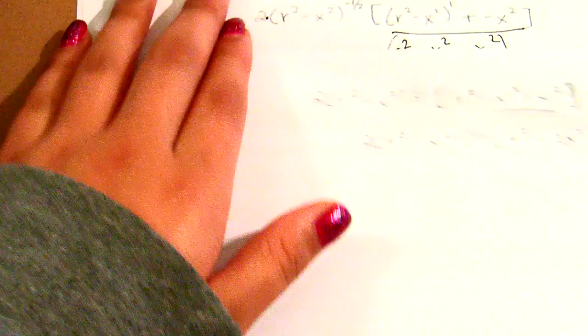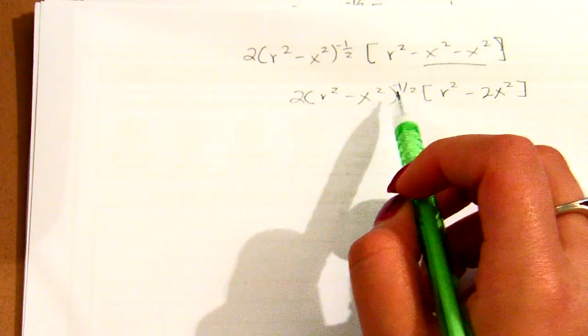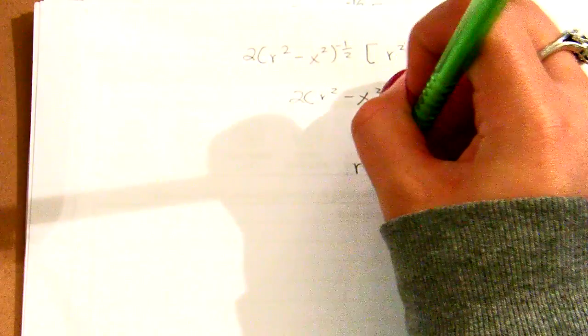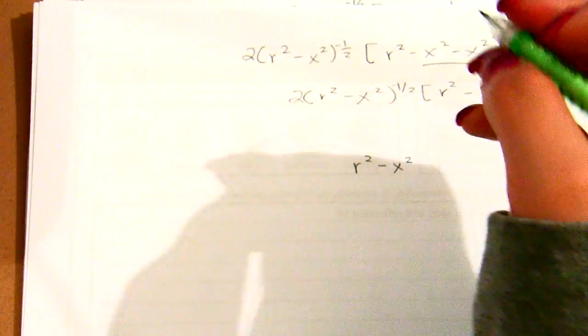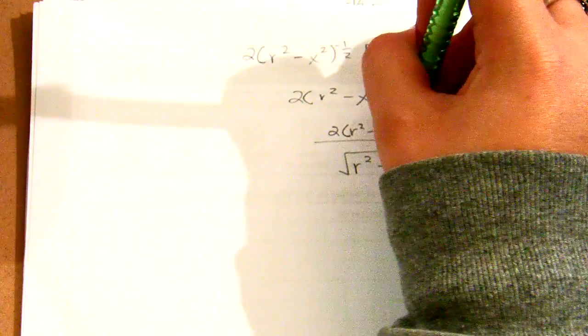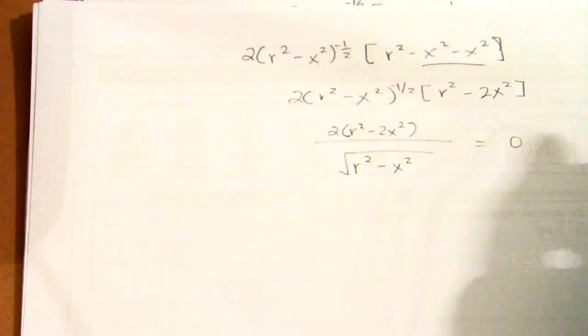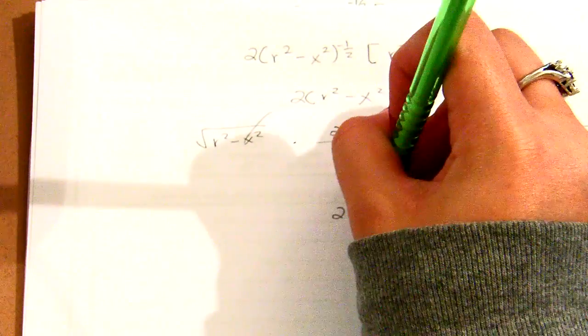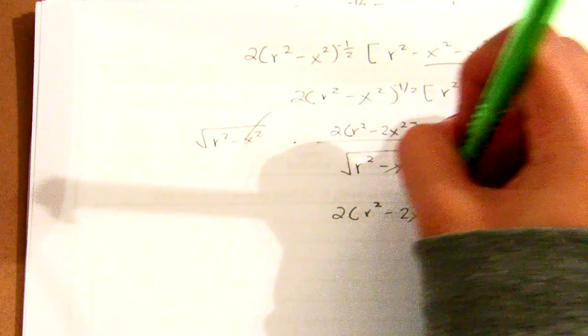And then you could simplify this and take whatever has a negative exponent and put it at the bottom. So you get r squared minus x squared, and we know that 1/2 is the same thing as the square root. So that's the denominator. And we have 2r squared minus 2x squared left on top. And we set this equal to 0. And we get rid of the bottom. So we get 2r squared minus 2x squared equals 0.